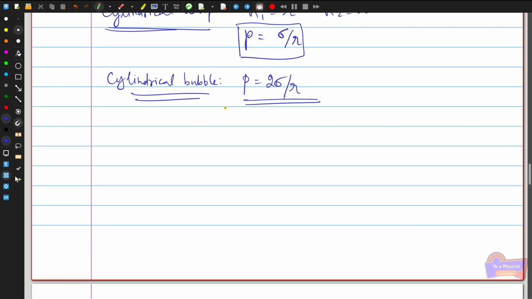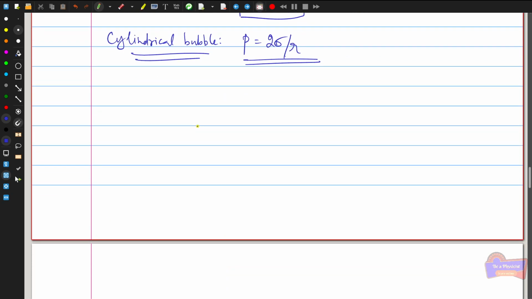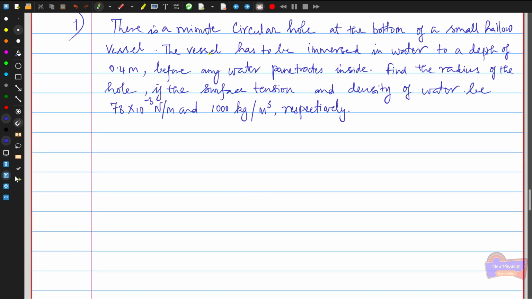Now let us discuss some problems related to this excess pressure. The first problem: there is a minute circular hole at the bottom of a small hollow vessel. The vessel has to be immersed in water to a depth of 0.4 meters before any water penetrates inside. Find the radius of the hole, given the surface tension and the density of the water are 73 into 10 power minus 3 Newton per meter, and 1000 kilograms per meter cube respectively.